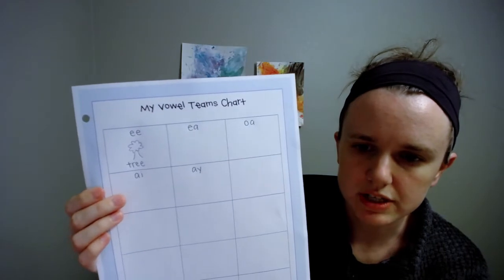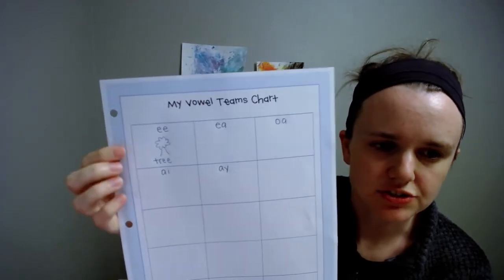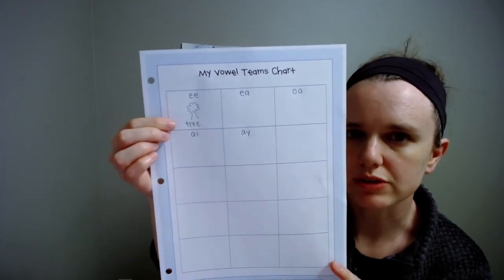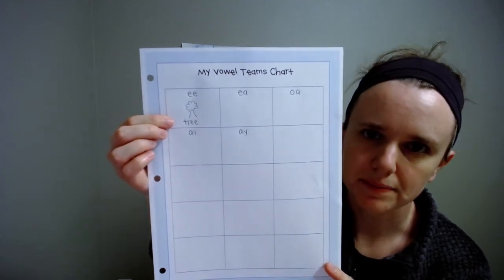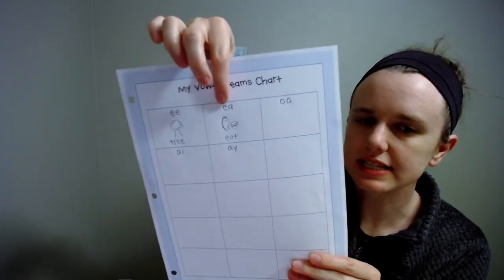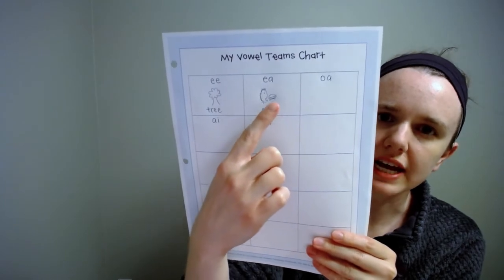All right, so our first vowel team is EE, and that says E. And I chose the word tree to remind me about that word. So I drew a little picture of a tree. You can add color if you'd like. And then I wrote that word tree underneath so that I would remember. Okay, our next vowel team is EA. It also says E, like in eat. So I drew a picture of a little guy eating a hamburger.